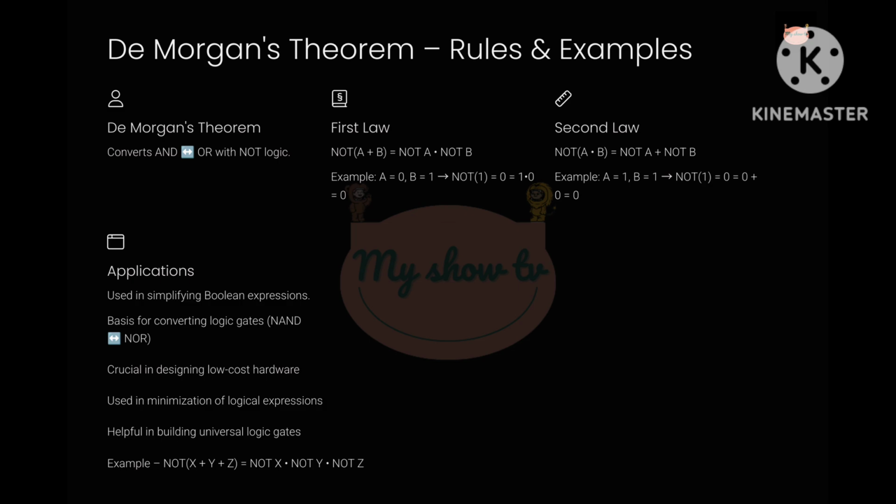Let's verify with a simple example. A equals 0, B equals 1. A + B equals 1 → NOT (A + B) equals 0. NOT A equals 1, NOT B equals 0 → 1·0 equals 0. Both sides give 0, so the law holds true. Complement means the opposite value of a binary digit. For example, complement of 1 is 0. Understanding De Morgan's theorem reduces hardware complexity and cost in real-world digital systems.